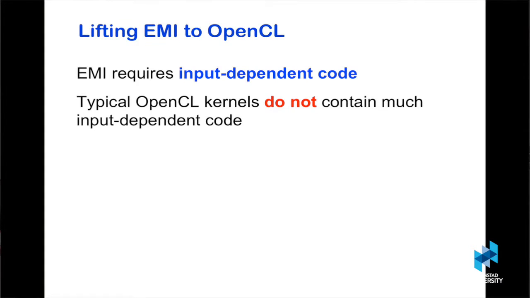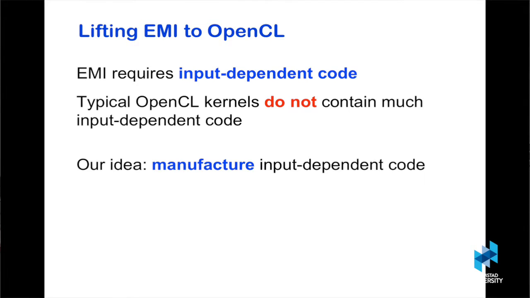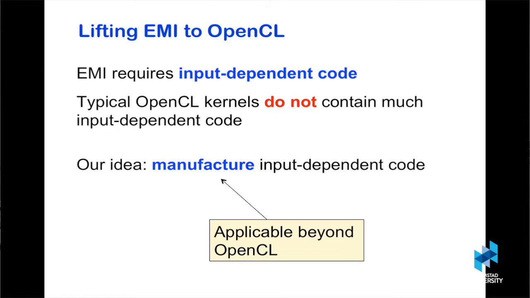So we had a different idea, which was: rather than find dead code, why don't we make our own dead code up? Just manufacture dead code. And this idea, I think, is actually quite simple but effective, and has led to quite a lot of follow-on research and is applicable not just to GPU programming languages, but to compiler testing in general.